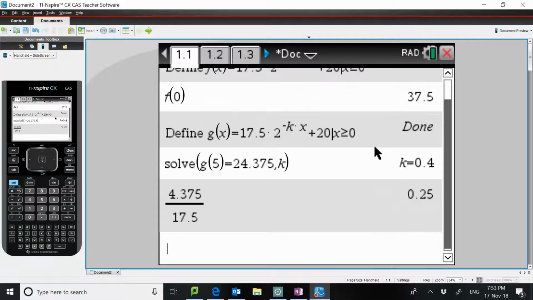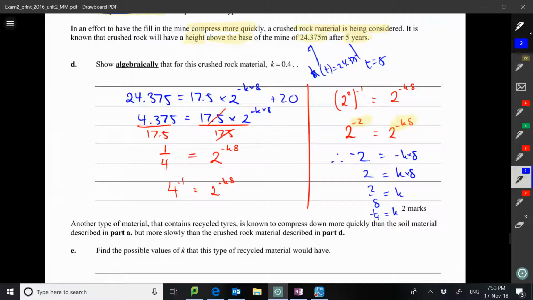Didn't we have an answer of 0.4 before? 0.4 is not a quarter. What did I do wrong? I've obviously done something wrong. Oh, that's my mistake. I wrote 8. Where did I get 8 from? Oh, this looks like an 8. It's a 5. Okay, it was 5. Whoops. Okay, so that was 5 times 5.